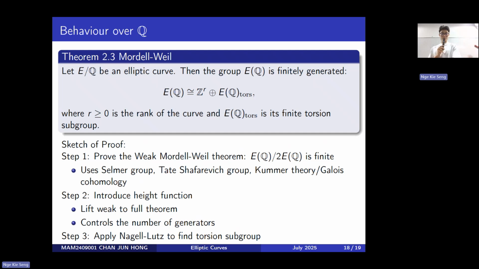So this is the most technical part of the proof, which uses things like Selmer group, Shafarevich group, Kummer theory, and also Galois cohomology. And then the next step would be to introduce a height function, which would lift this weaker theorem to the original one. And also, it will control the number of generators to make it a finitely generated group. And the last part would be to apply the previous Nagell-Lutz to find the finite torsion subgroup.